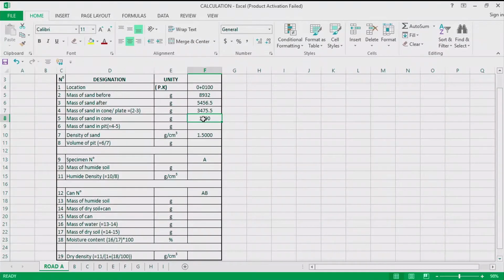Then mass of sand in cone is measured before starting the test. This is 1290. Then we're going to calculate mass of sand in pit. As you see here is 4, that means the mass of sand in cone and plate minus 5, which is mass of sand in cone.